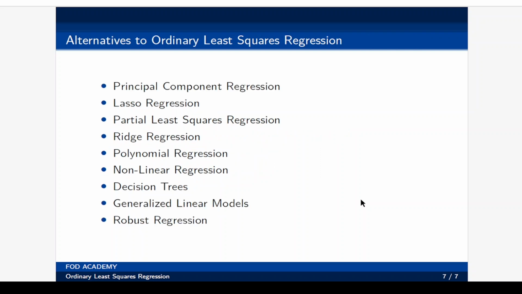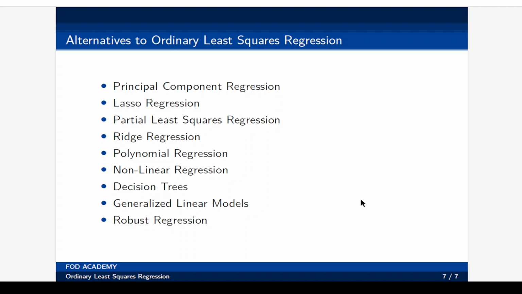Alternatives to ordinary least squares regression. There are several alternatives to the OLS regression model. And because there are several alternatives, it is very important to understand the alternatives to OLS and their appropriate usage in order to choose the most suitable method for your statistical analysis.